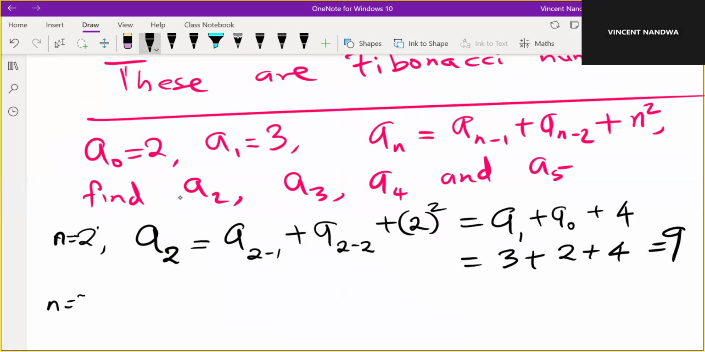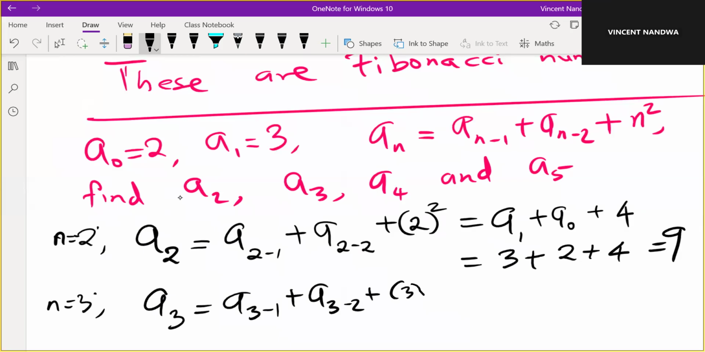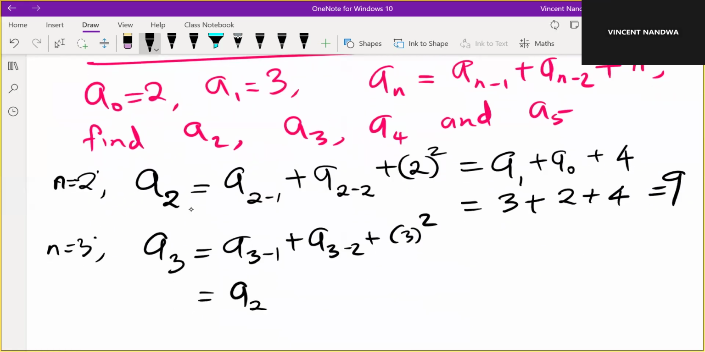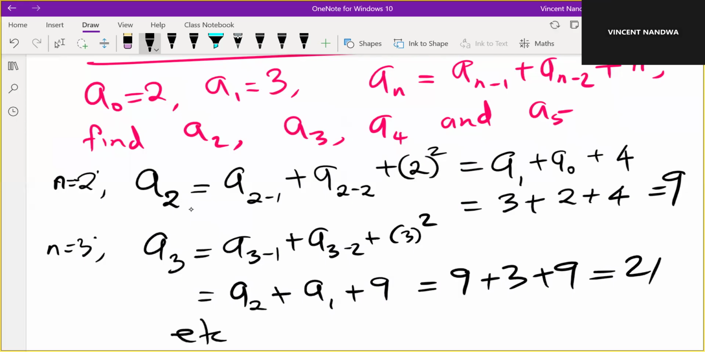Then when n is 3, you write the same formula where there's n, put 3. So I'll have a3 equals a3 minus 1 plus a3 minus 2 plus 3 squared. So this will be a2 plus a1 plus 3 squared, which is 9. So a2 we have obtained as 9, a1 is given as 3, then this is 9. So what will this give us? 21. Then in a similar manner, you can generate the other a4, a5, a6, etc.